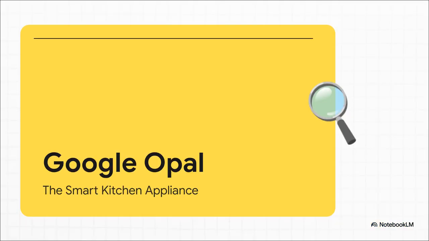First up, Google Opal. Think of Opal as the ultimate smart kitchen appliance. Seriously, you walk up to it and just say, "Make me a pizza." You don't have to knead the dough, you don't preheat the oven, nothing. The appliance handles everything behind the scenes, and then, poof, a finished pizza appears. It's incredibly fast and easy, but the trade-off is pretty obvious, right? You give up all control over the recipe.